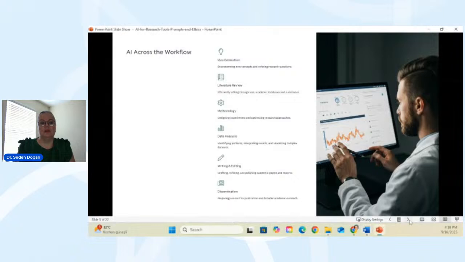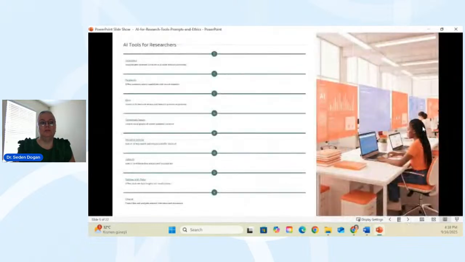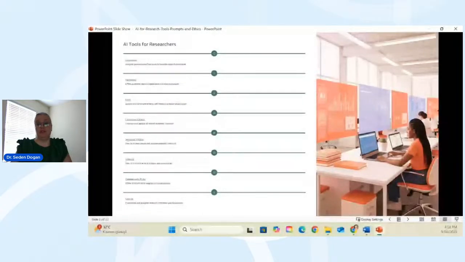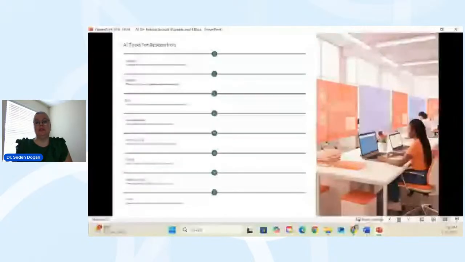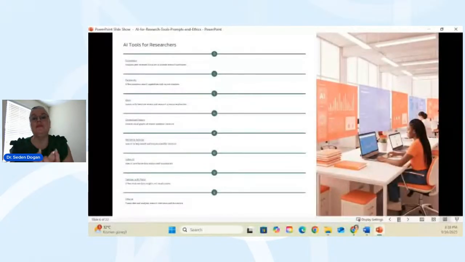So now let's broaden the lens and talk about AI tools for researchers. The AI tools generally fall into a couple of categories, but recently we have also seen the rise of large language models and generative AI platforms that are reshaping this landscape.